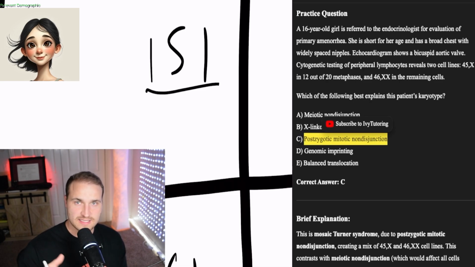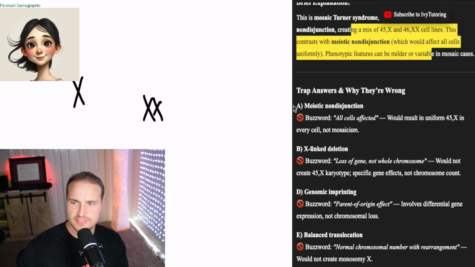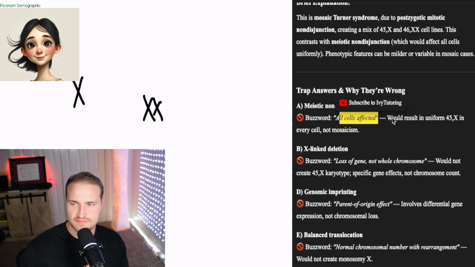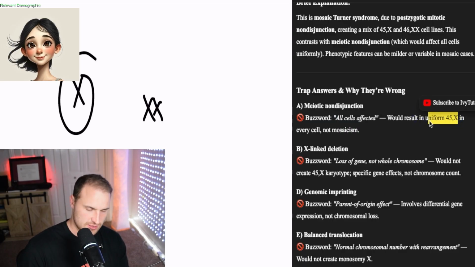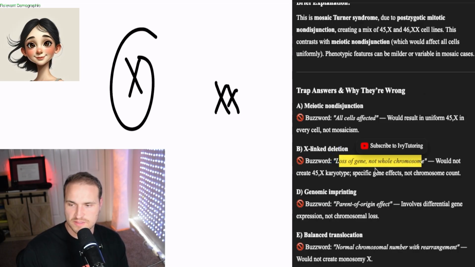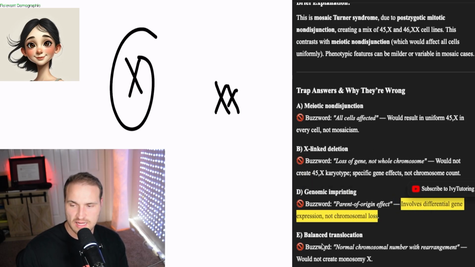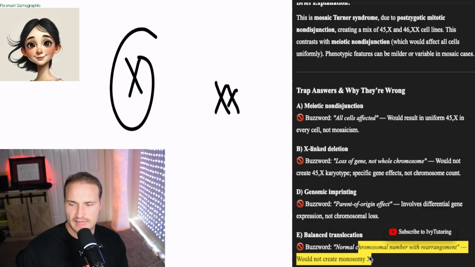So you have two cell lines that are different, which is mosaicism, and mosaic Turners arises from mitotic post-fertilization events. This is from non-disjunction early in embryogenesis. So some of the daughter cells lose an X and the others are normal. Here's our explanation. Meiotic non-disjunction would be all cells affected. It'd be uniform across the board, just the X, for instance. X-linked deletion is the loss of a gene, not a whole chromosome, so it wouldn't create the 45X karyotype. Genomic imprinting would have different gene expression, not chromosomal loss, and balanced translocation would not have monosomy.